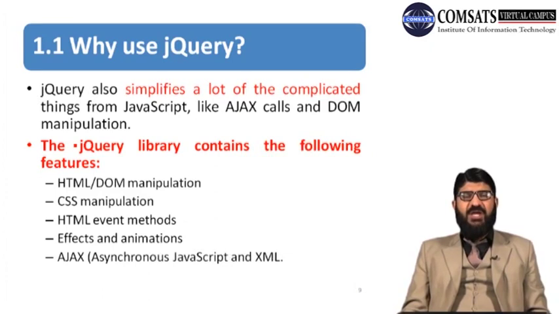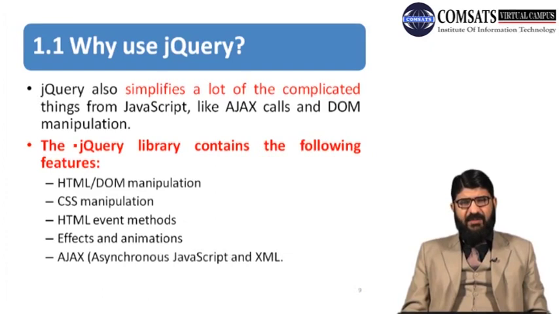What does the jQuery library contain? The jQuery library contains different features. The first is HTML and DOM manipulation. The second is CSS manipulation. The third is HTML event methods. The fourth is effects and animation for websites. And then Ajax, which is basically asynchronous JavaScript and XML.